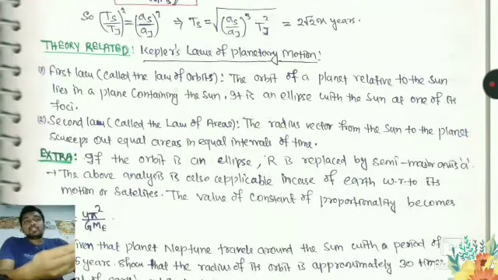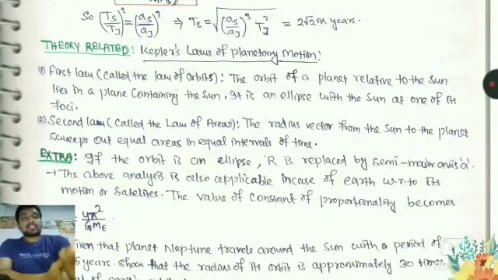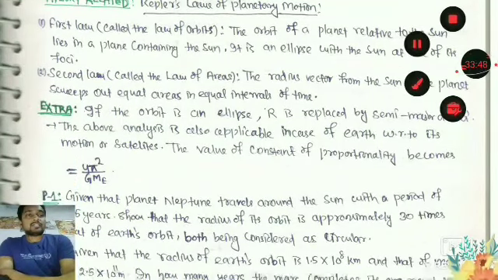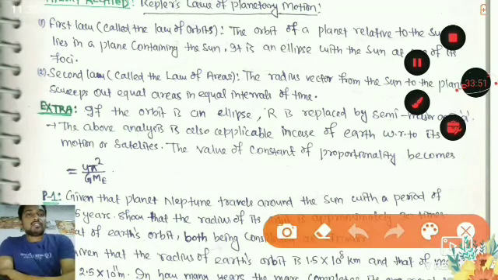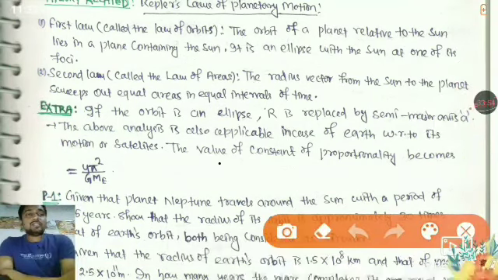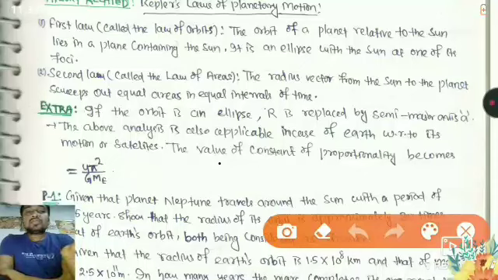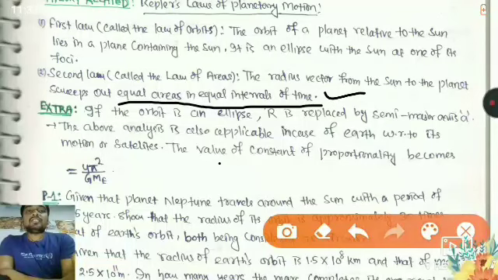The two other laws of Kepler: the first law is called the law of orbits, and the second law is called the law of areas. The law of orbits says that the orbit of a planet relative to the sun lies in a plane containing the sun. It is an ellipse with the sun at one of its foci. This is the first law. The second law says the radius vector from the sun to the planet sweeps out equal areas in equal intervals of time. Remember, equal areas in equal intervals of time. This is the law of areas.